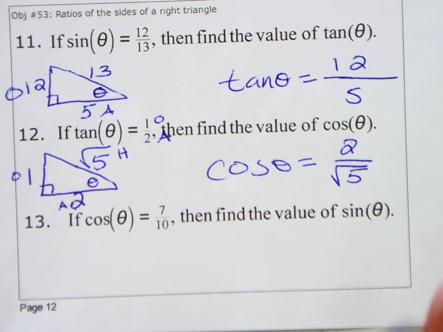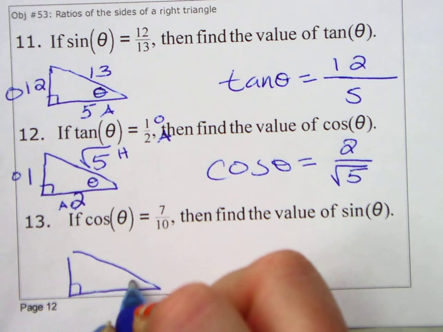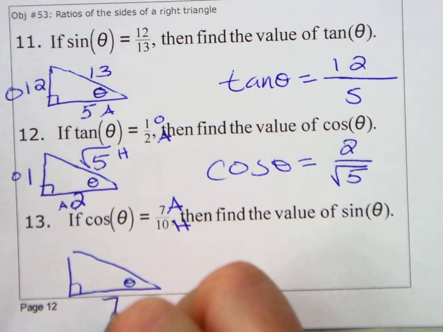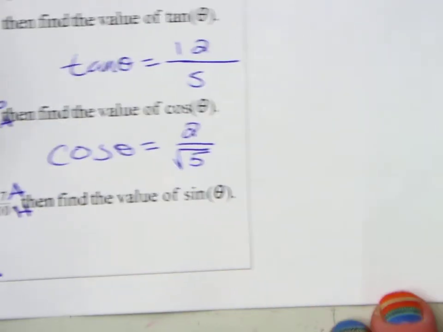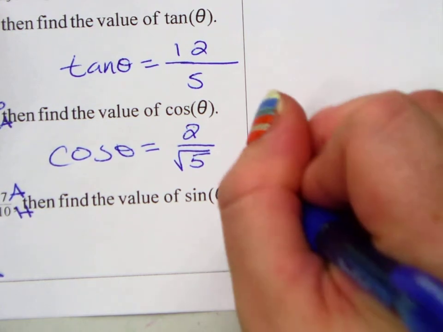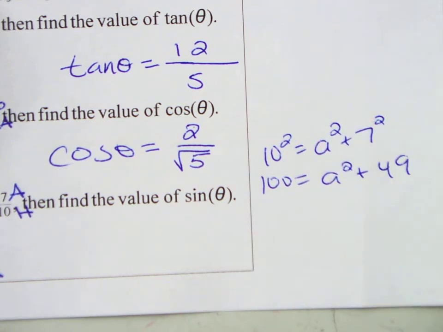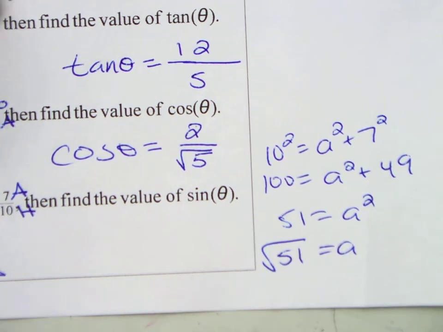All right. This time I have cosine. Cosine is adjacent over hypotenuse. So my 7 is my adjacent. 10 is my hypotenuse. We do Pythagorean theorem. 10 squared equals a squared plus 7 squared. Let's see, 100 minus 49 is 51. So a is radical 51. Okay, so I'm going to put a radical 51 here.